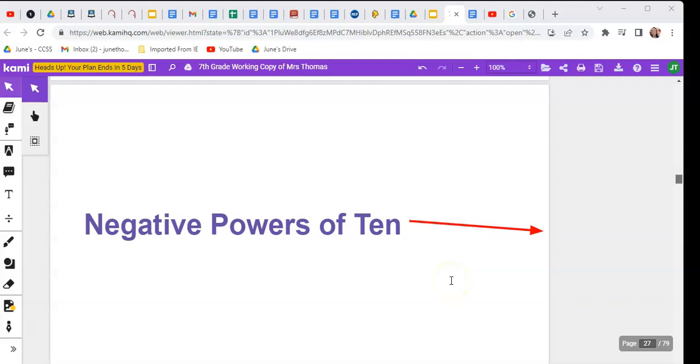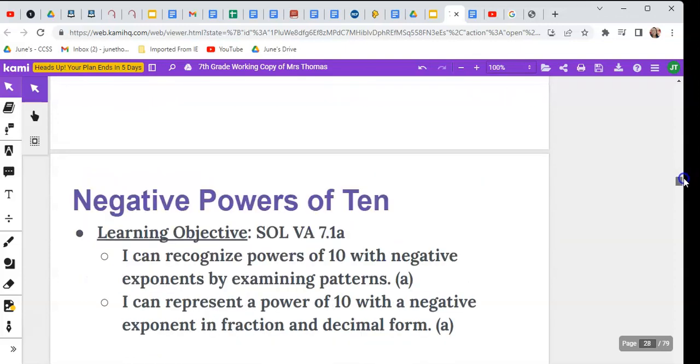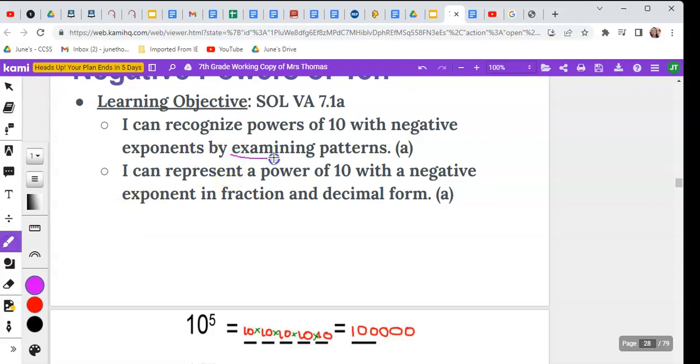In this video, we are going to learn about negative powers of 10. Negative powers of 10 is SOLVA 7, 1A. I can recognize powers of 10 with negative exponents by examining patterns. So we're going to examine patterns.